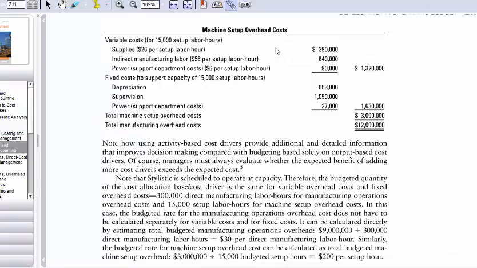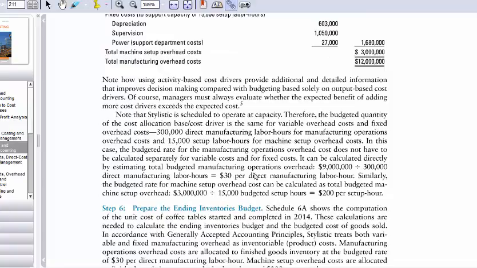All right, if we added all those together, here's the $3 million plus that other $9 million. Our total manufacturing overhead for the period is the $12 million. But we are not going to take the $12 million and just divvy that out. We're going to do the activity-based budgeting, and that's why we're using the $3 million and the $9 million.